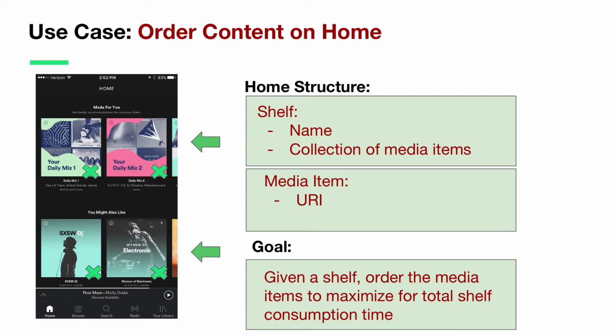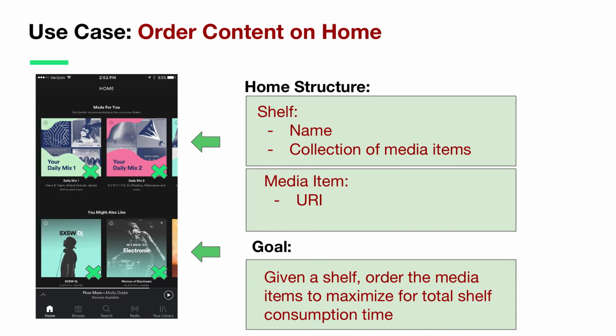First off, use case and ML solution. The goal is to order content on Home. Spotify's Home is structured in the following way. It has shelves that have a name, such as Made for You and You Might Also Like, along with a collection of media items. Media items are basically any item that you can click on and play, and each is defined by its URI. Our goal is, given a shelf, order the items to maximize total shelf consumption time.